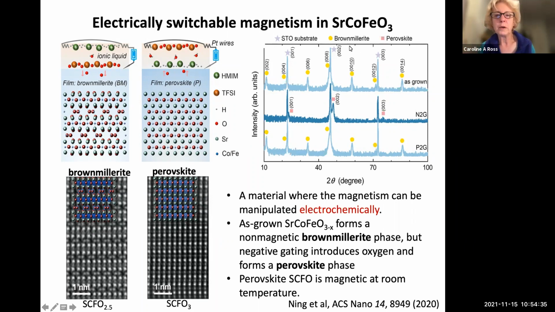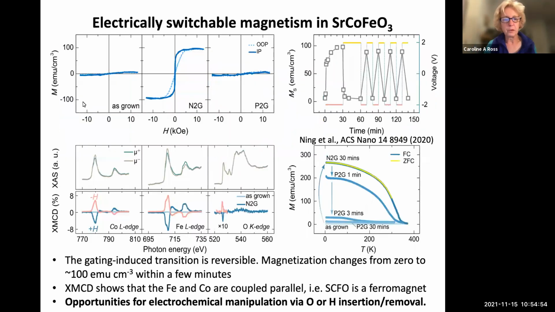So if we start with as-grown material, which is brownmillerite, that has a composition of strontium cobalt iron O2.5, if we add oxygen to it, we can turn it into a perovskite, SCFO3, and we can turn its magnetism on. So as we go back and forth, we can go from as-grown non-magnetic to a magnetic phase, and then back to a non-magnetic phase.